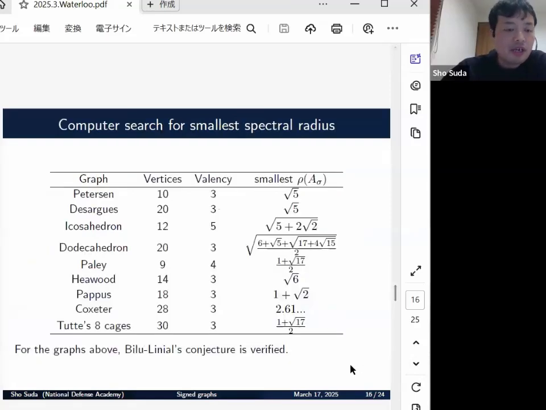So this is the corollary of our result, but in this slide, I want to show you some computer search for the smallest spectral radius for some strongly regular graphs and some distance regular graphs, maybe diameter 3 with small valencies. I think they all are not Wang matrices, but I'd like to mention that all the smallest spectral radius signings satisfy the bilinear conjecture.